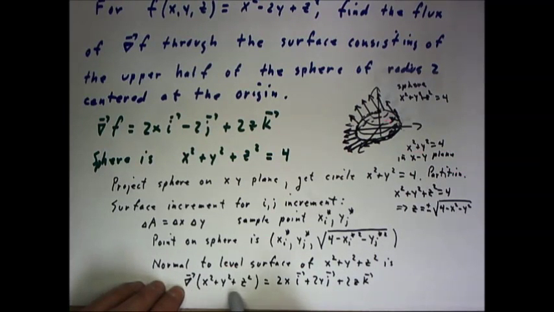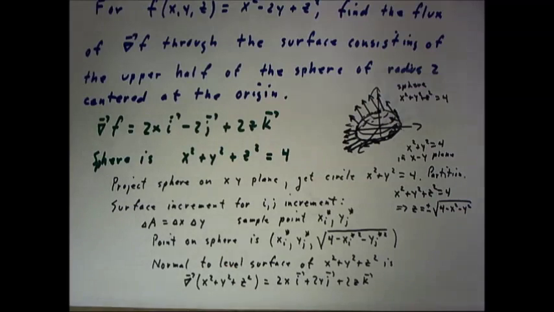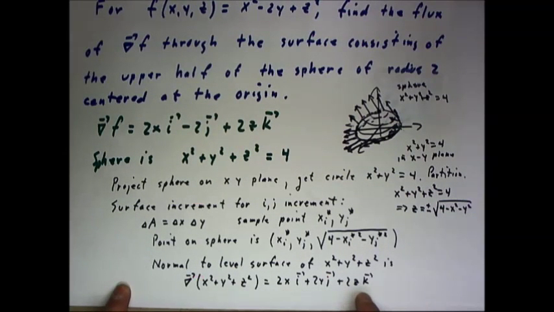So the gradient of x squared plus y squared plus z squared is easily calculated. At any point x, y, z, the normal vector is 2xi plus 2yj plus 2zk. There are other ways to get the normal vector, but since our surface is a level surface of a known function, this is probably the easiest way.